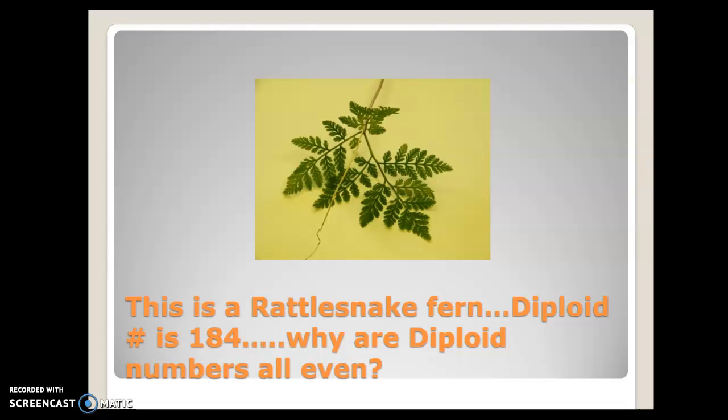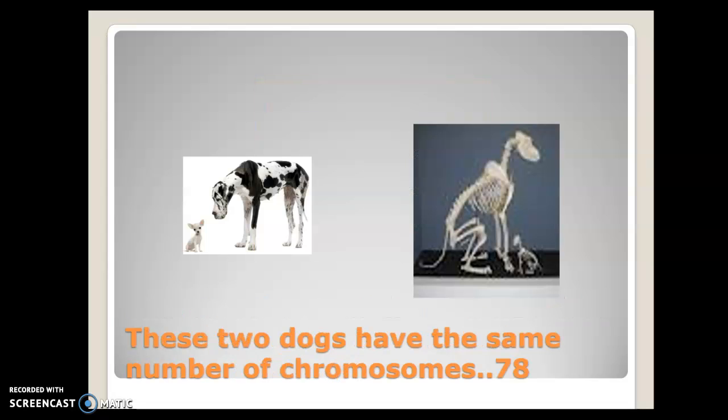Here's a rattlesnake fern. Its diploid number is 184. So you can't always tell how complex an organism is by its number of chromosomes. I consider a human to be far more complicated than a fern, but a fern has 184 chromosomes. Its haploid number would be half of that. A Great Dane and a Chihuahua have the exact same number of chromosomes in every cell in their body, 78. The sperm and the egg in a dog would have half of that.